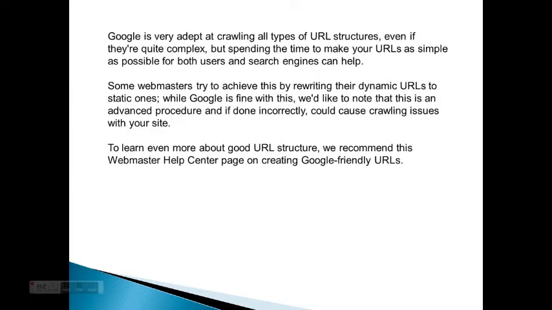Google is very adept at crawling all types of URL structures, even if they're quite complex, but spending the time to make your URLs as simple as possible for both users and search engines can help. Some webmasters try to achieve this by rewriting their dynamic URLs to static ones. While Google is fine with this, we'd like to note that this is an advanced procedure and if done incorrectly can cause crawling issues with your site. To learn even more about good URL structures, we recommend the Webmaster Help Center page on creating Google-friendly URLs.